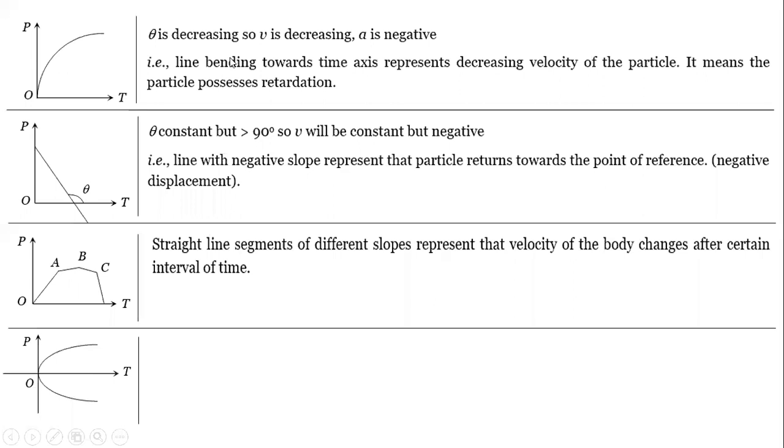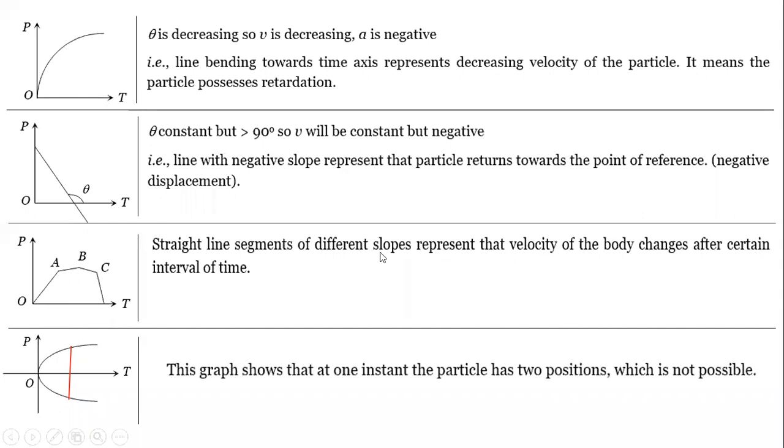It's not possible. Just compare. At a certain time, can I say a particle attains two positions? Is it possible? At one time, can a particle be at two different positions? No, it's not possible. So directly you can say the graph shows one instant, two positions, which is not possible.